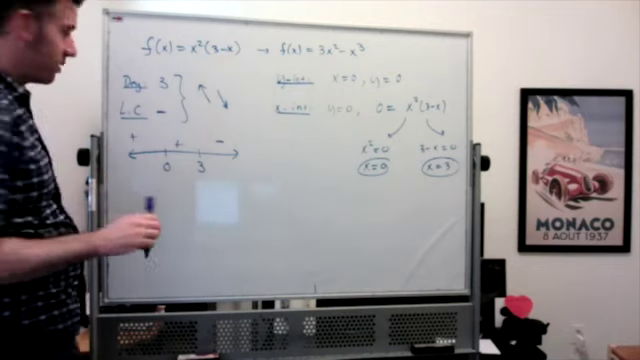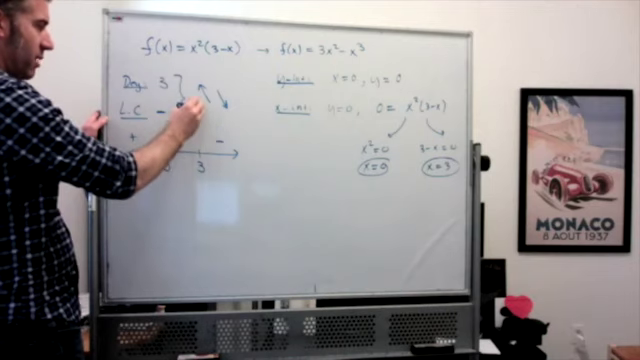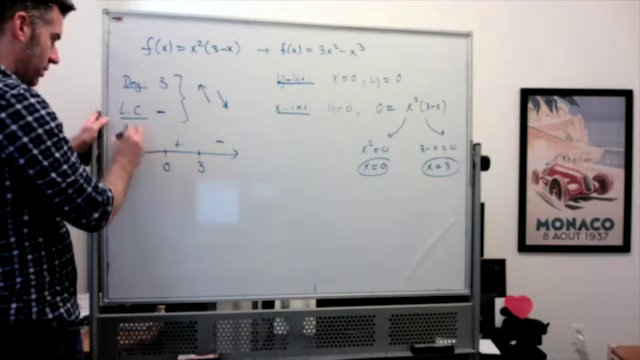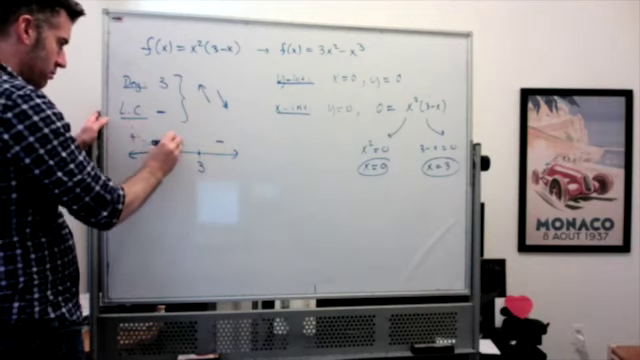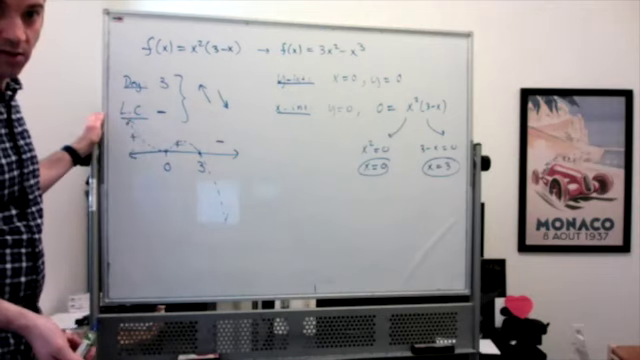So our graph is going to be above the x-axis. It's going to touch the x-axis, still be above, come back and touch 3, and then be below. So we're going to do something like this. That's what our graph is going to kind of look like.